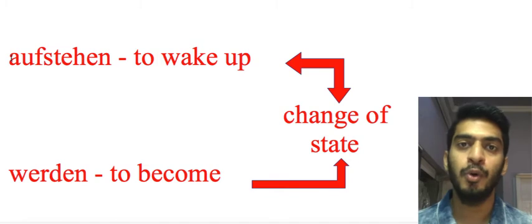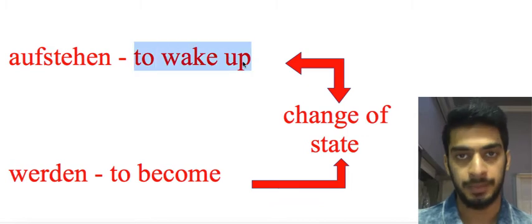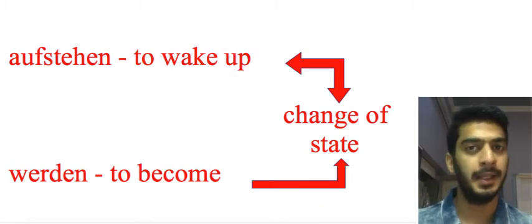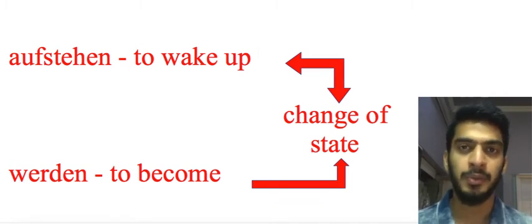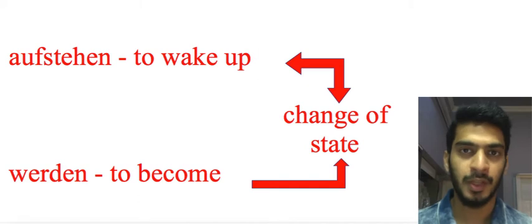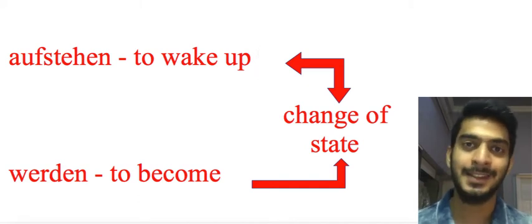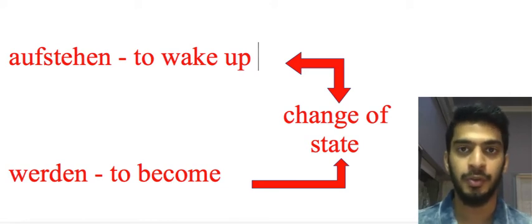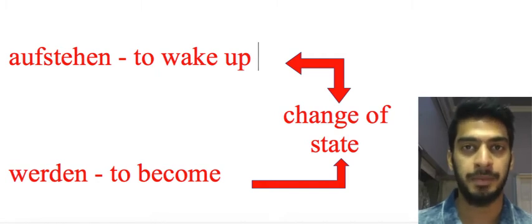Now we have two more examples for the change of state. The word is aufstehen, which means to wake up. Let's take an example: today, I woke up at 9 a.m. So, if I talk about 6 a.m. in the morning, I was sleeping at that time. So, as we can figure out, there is a change of state. At 6 a.m. I was sleeping and at 9 a.m. I woke up. So, change of state. Aufstehen, which means to wake up.